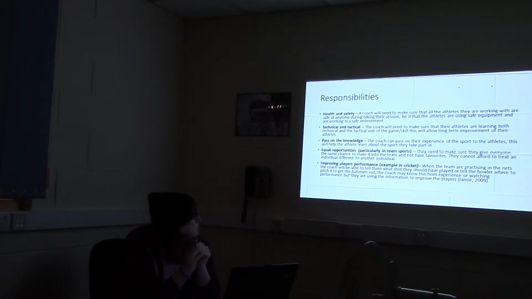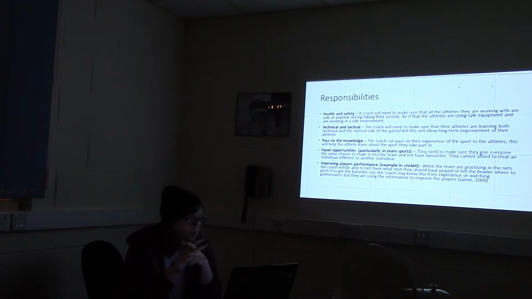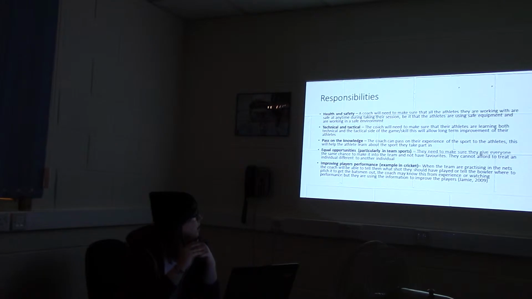And should give equal opportunities, particularly in team sports, to give everyone a certain chance in a team. And improving the player's performance, for example in cricket, the team may be practicing in the nets and the coach will be able to tell the bowler where to pitch it or the batter how to hit it. And this may come from his own experience or from watching performance, but he'll be able to use the information to improve the players.